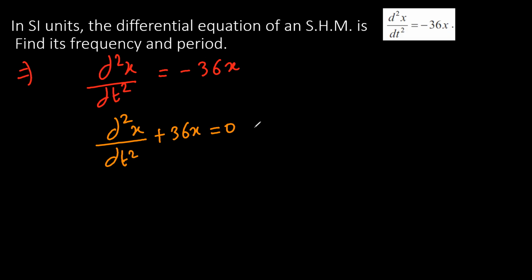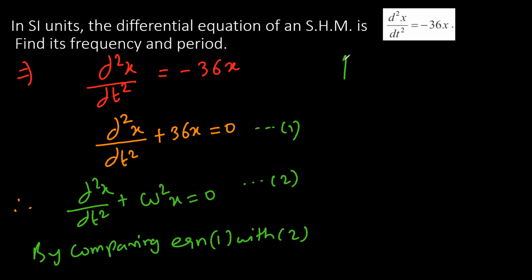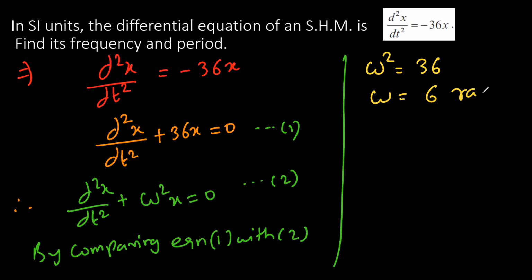Now compare this with d square x by dt square plus omega square x is equal to 0. It's not a w, it's omega. By comparing equation 1 with equation 2, the value of omega square is 36. So what is your omega? It's 6. And what is the unit? Radians per second. So this part is over.